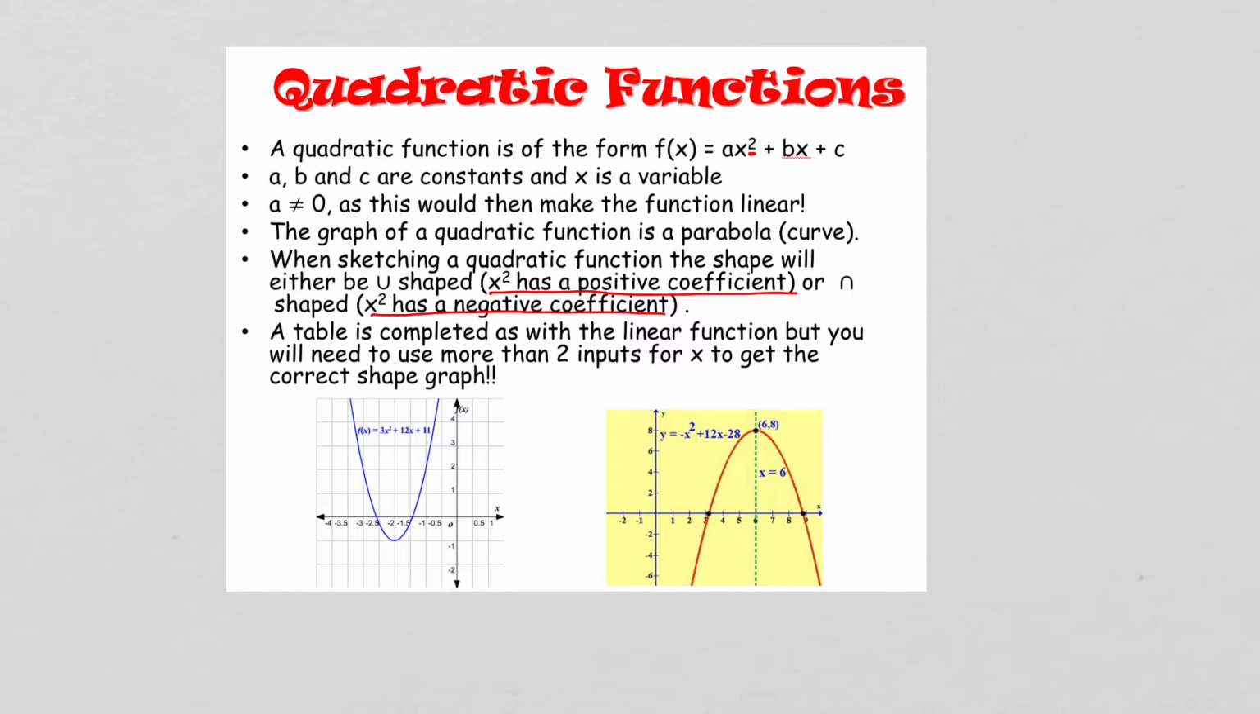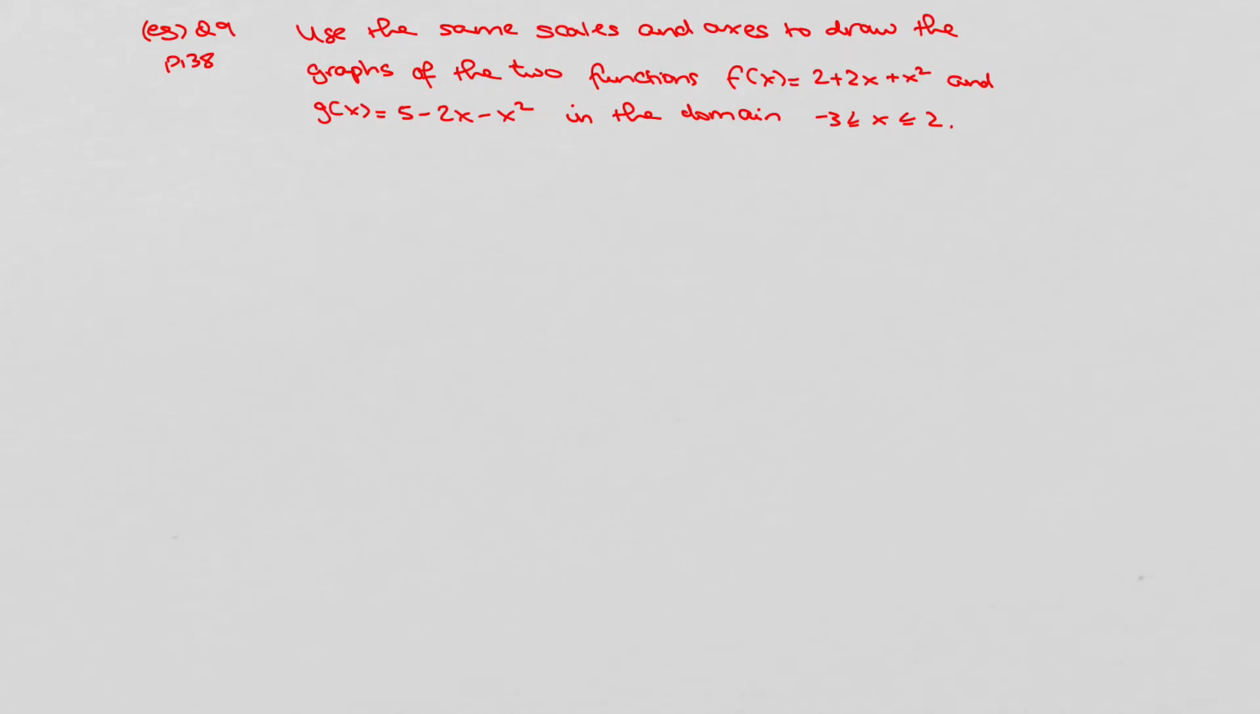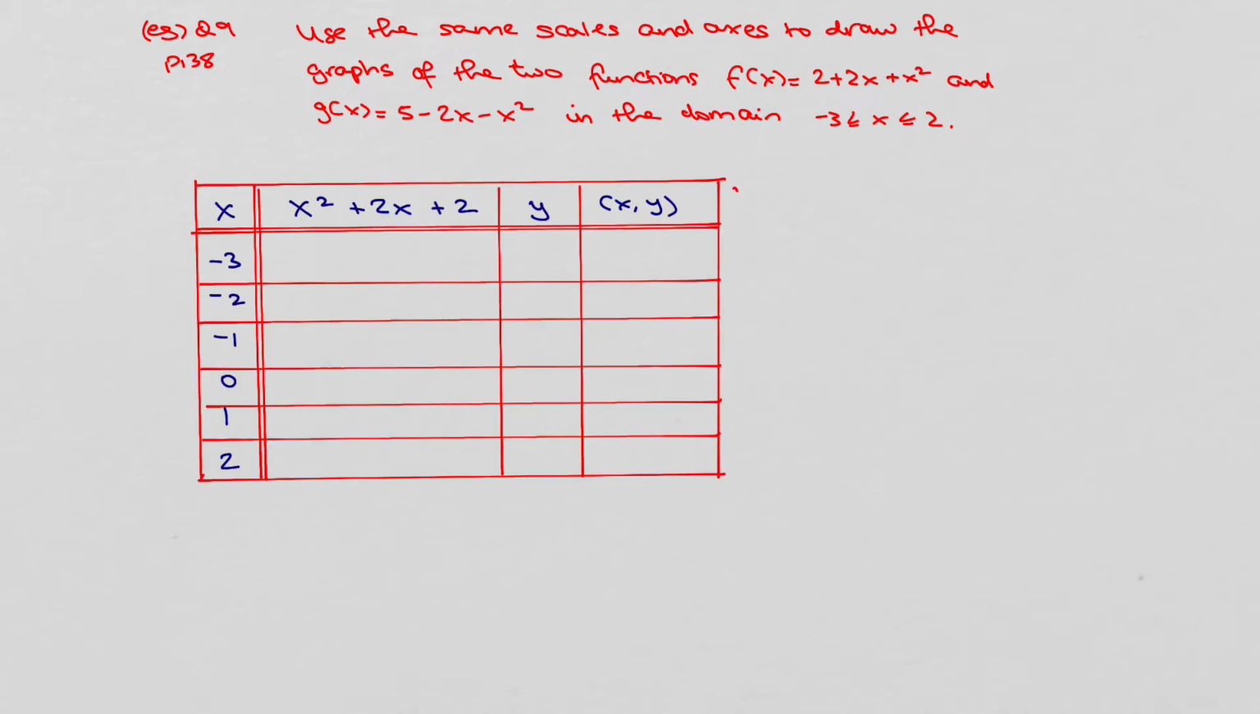And again, like we did there with the linear function, we're going to complete our tables, but this time we're going to need more than 2 inputs to get the shape that we want. So if we look at an example of drawing our graphs, we have 2 functions here, f of x and g of x, and we're going to sketch them between the domain of minus 3 and 2. So we're going to start by making out our table.